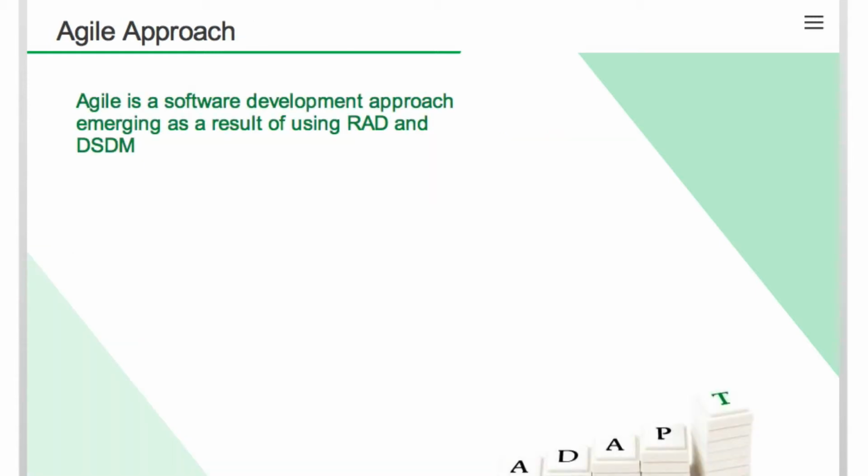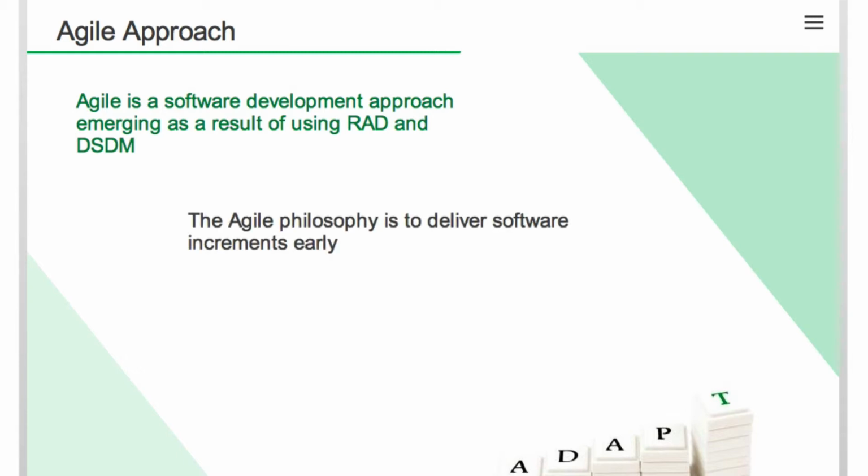Agile is a software development approach which emerged in the late 1990s as a result of approaches such as Rapid Application Development, or RAD, and the Dynamic System Development Method, or DSDM. These approaches evolved as a reaction to the linear waterfall cycle, which emphasizes completing each stage before moving on to another. The Agile philosophy is to deliver software increments early and to elaborate requirements using approaches such as prototyping. You can access the Agile Manifesto in your study guide.